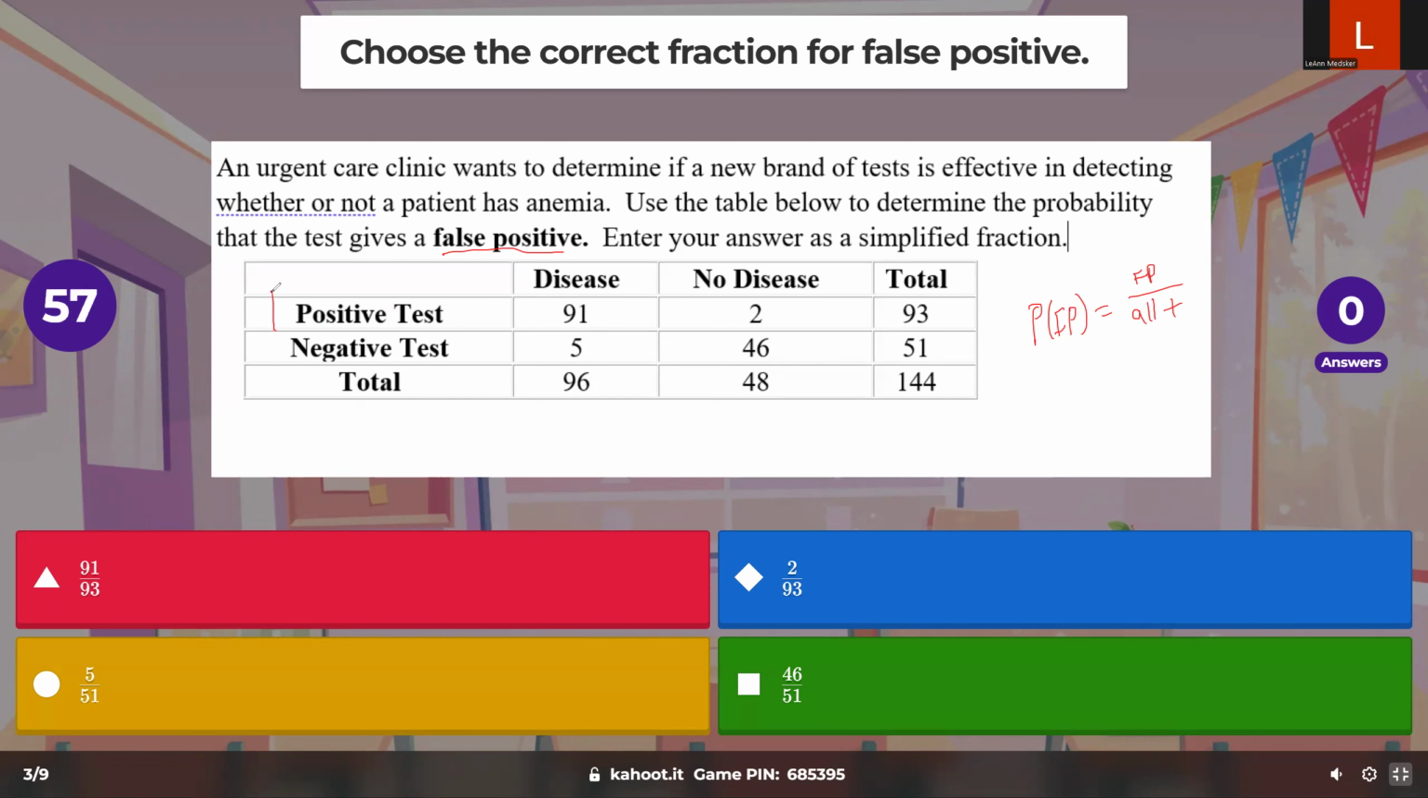So we're going to hyper focus on the people who got positive test results, which is this row right here. There were 93 of them. And the people who were incorrectly identified, because remember, positive test means you should have disease. There were 2 people who they said you are sick, but their body is actually not. So 2 out of 93. Now, I don't think it's going to let me choose it since, like I said, I'm doing it as myself, but it is 2 out of 93.